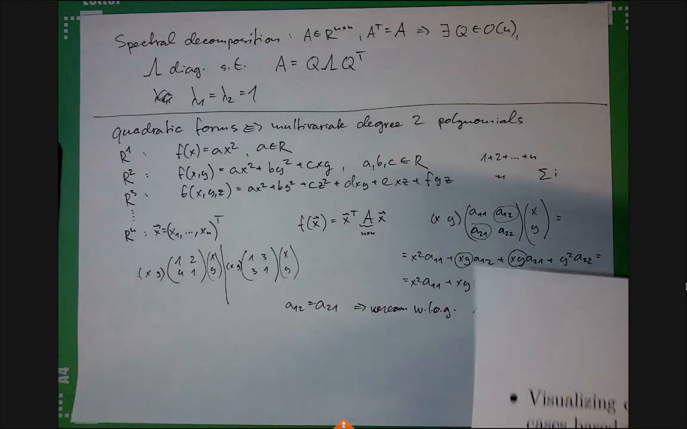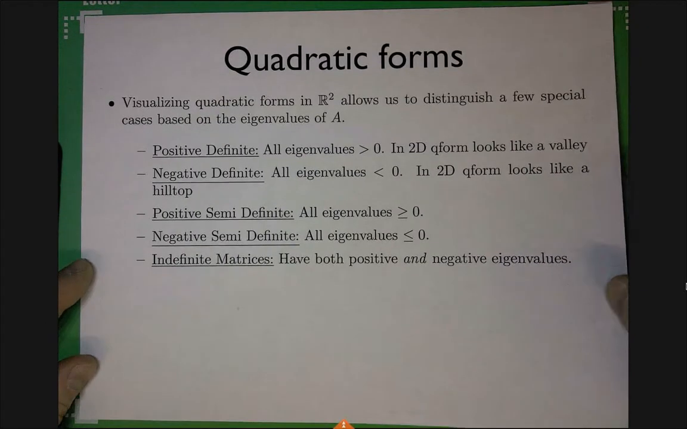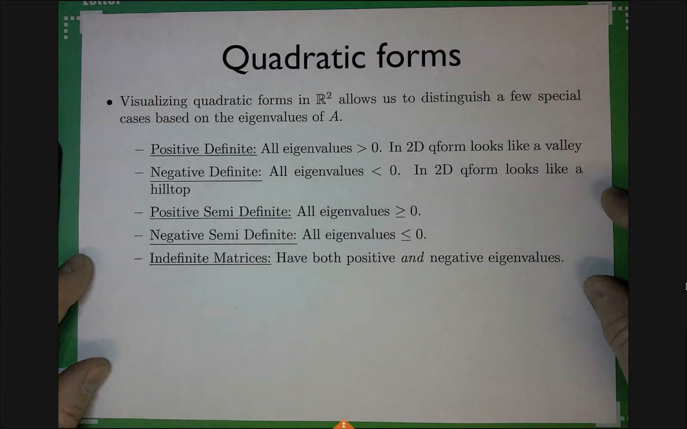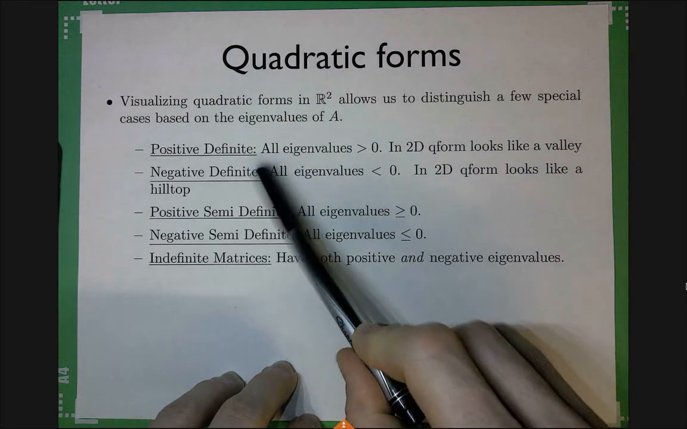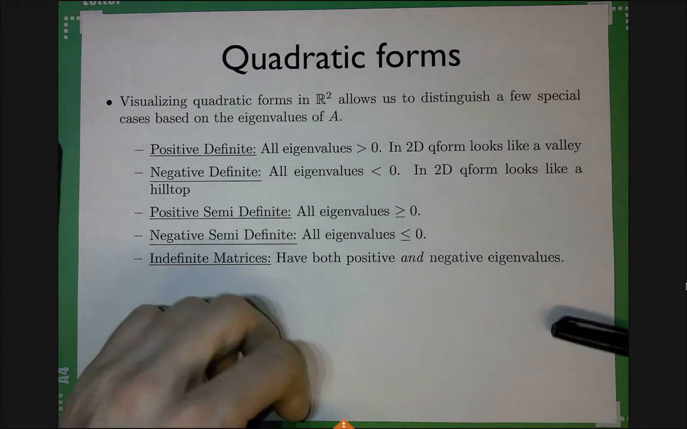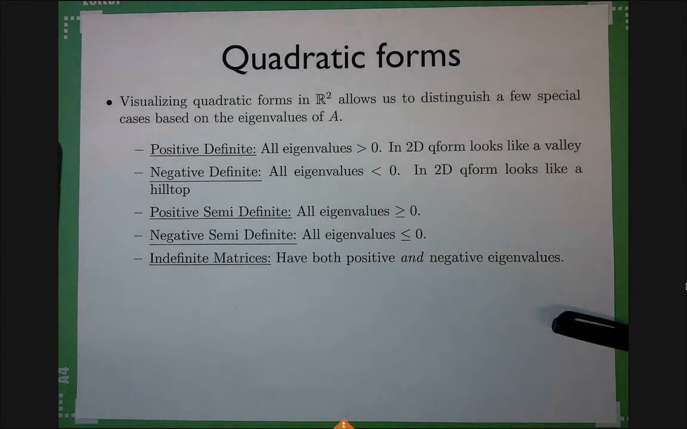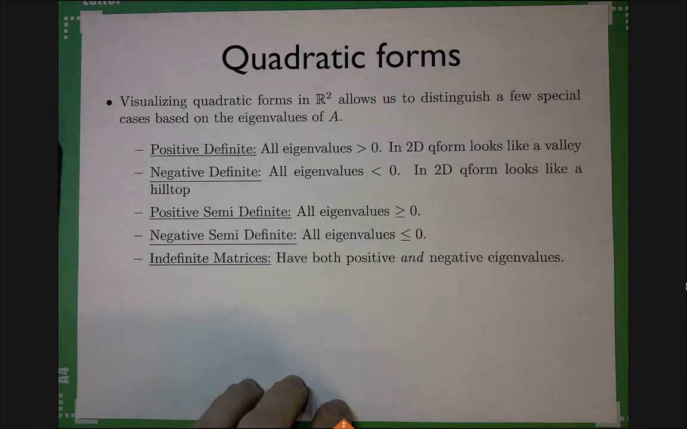And here is what the classification looks like. You might have heard those terms before because they are useful in many contexts, mostly like optimization. Positive definite, negative definite, positive semi-definite, negative semi-definite, indefinite. Have you heard this mantra before? Good. So you will certainly hear it later on.